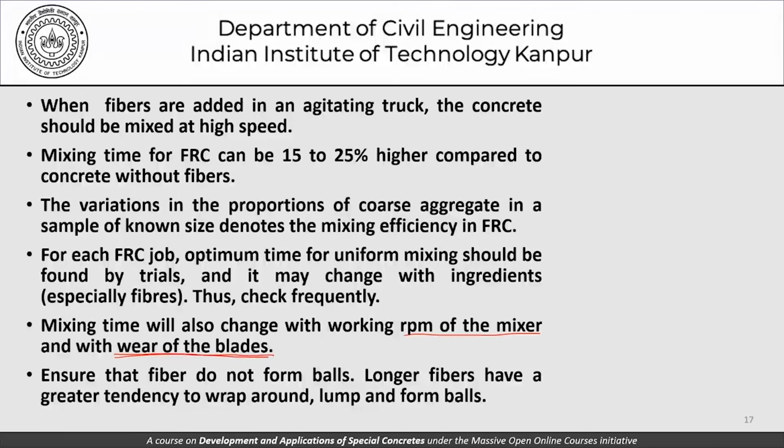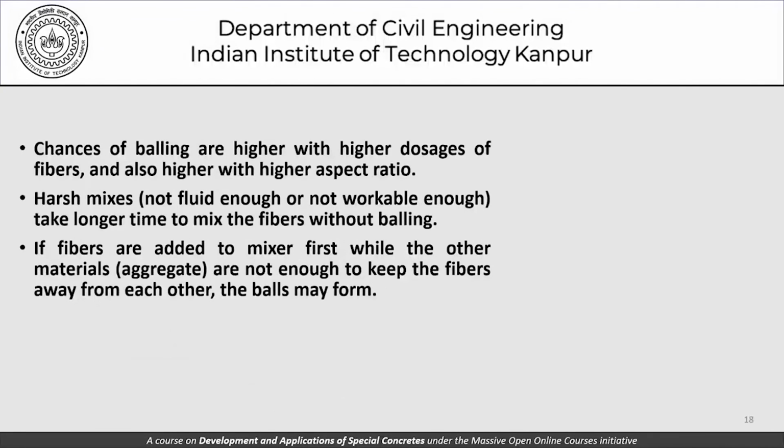Ensure that the fibers do not form balls. Longer fibers have a greater tendency to wrap around, lump, and form such balls. Chances of balling are higher with higher dosages of fibers and also higher with a higher aspect ratio. The aspect ratio means the length to diameter ratio of the fibers. Harsh mixes, not fluid enough, not workable enough, take longer time to mix the fibers without balling.